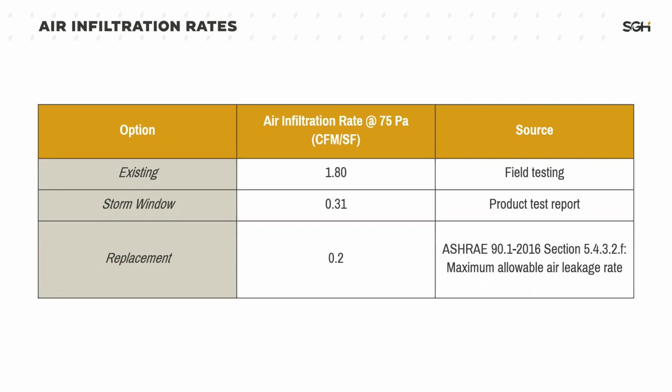ASHRAE 90.1's maximum allowable air leakage rate is only 0.2 CFM per square foot. So the existing windows are 9 times leakier than code. So we assumed that the replacement windows would reach that air leakage rate of code. We left the existing windows at 1.8 CFM per square foot, and we assumed the storm window would be in between those two, based on some product testing and based on the air infiltration rate of the existing windows.